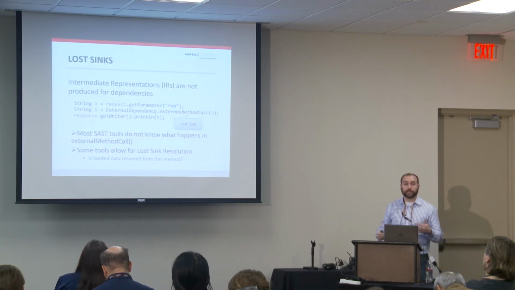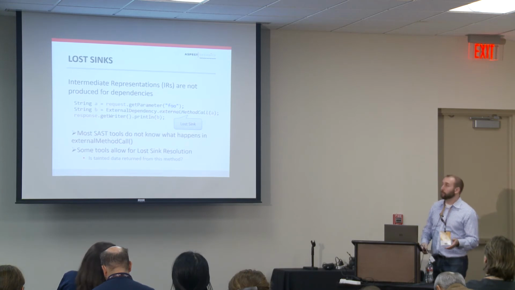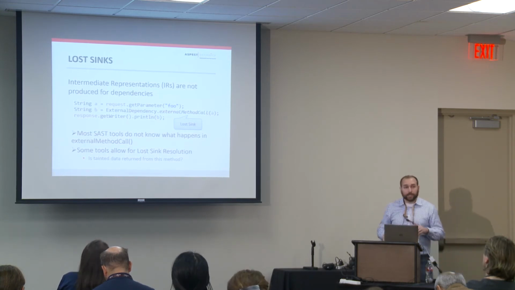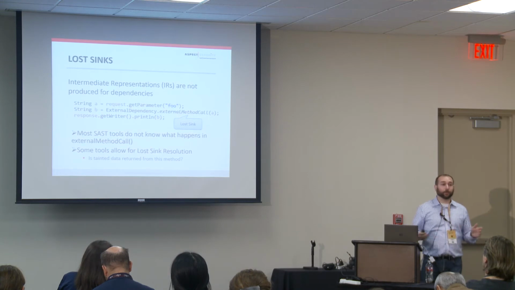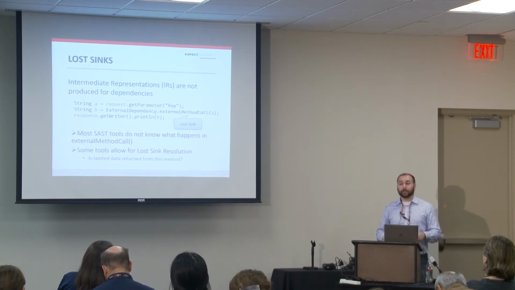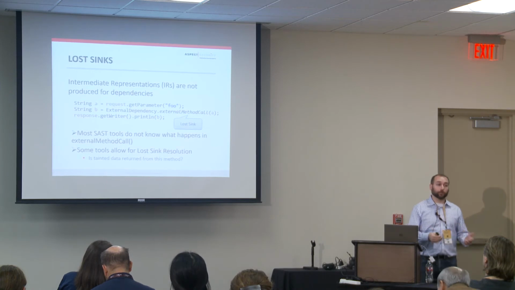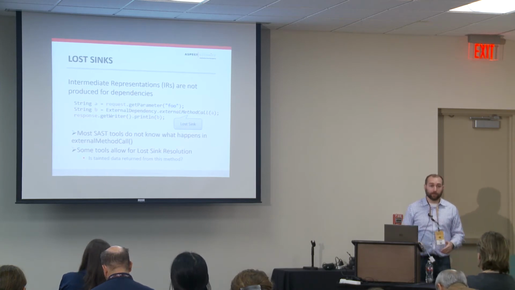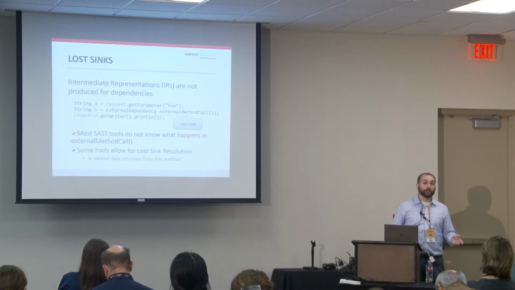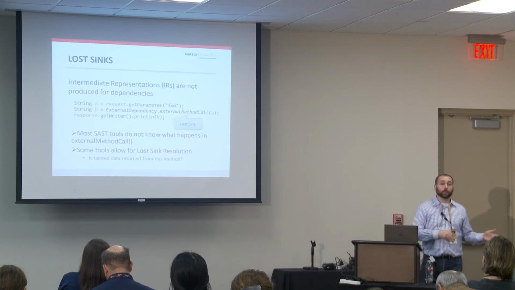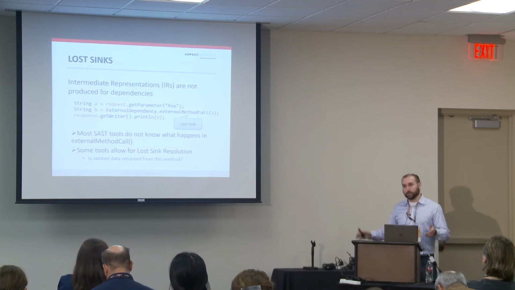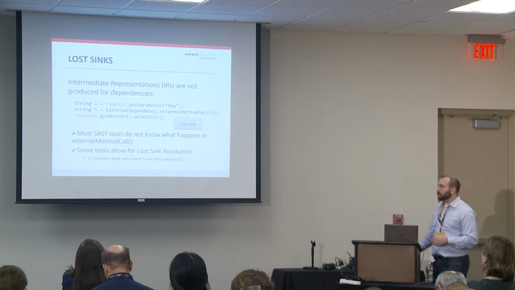And then there are lost sinks, which is kind of what you were talking about with dependencies. Intermediate representations are not created for external dependencies. They're only created for your code that's compiled, because it would take a long time to produce the intermediate representations for all of your dependencies. Most enterprise applications probably have several hundred libraries, and going through all of those and producing intermediate representations that connect to your source code's intermediate representations would take a very, very long time. And then to go through it all would take a very, very long time.